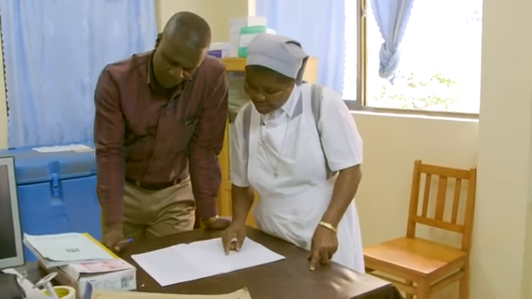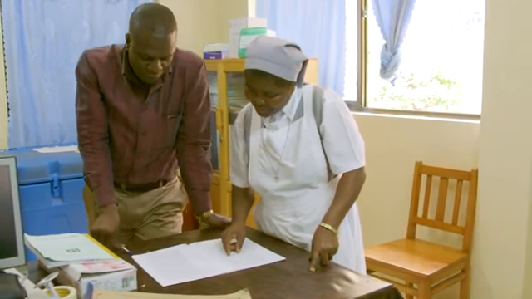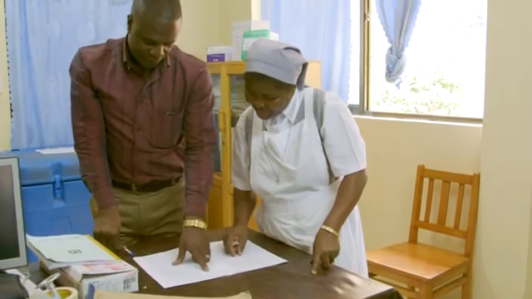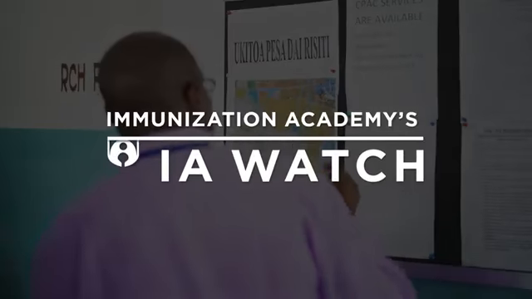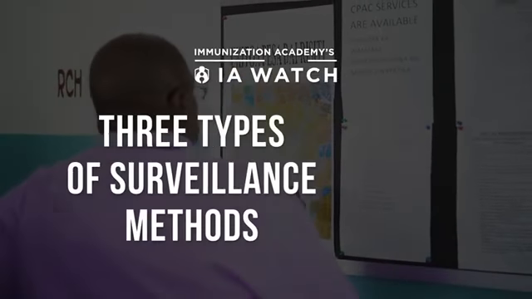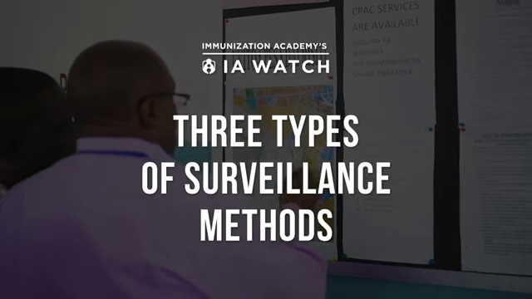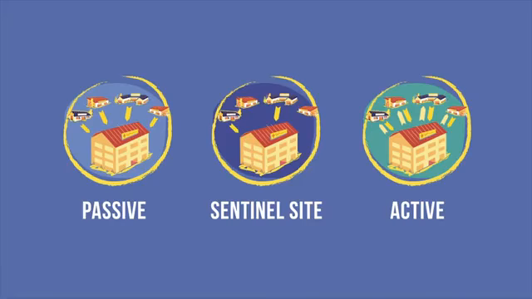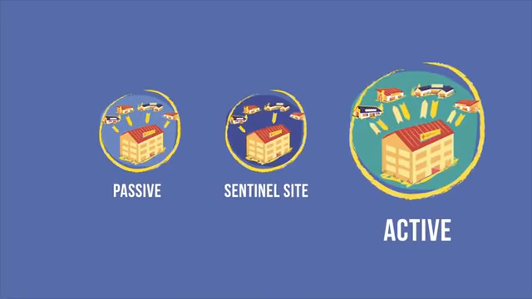As a district or subnational manager, it is important that you know the difference between the three main types of surveillance methods, since each one requires different staff, procedures, and resources. The three main types of surveillance methods are passive, sentinel site, and active.